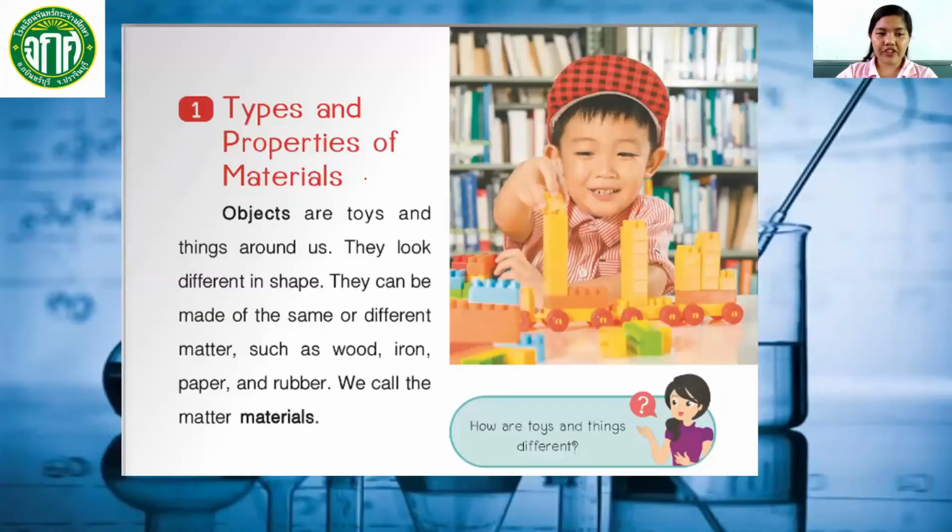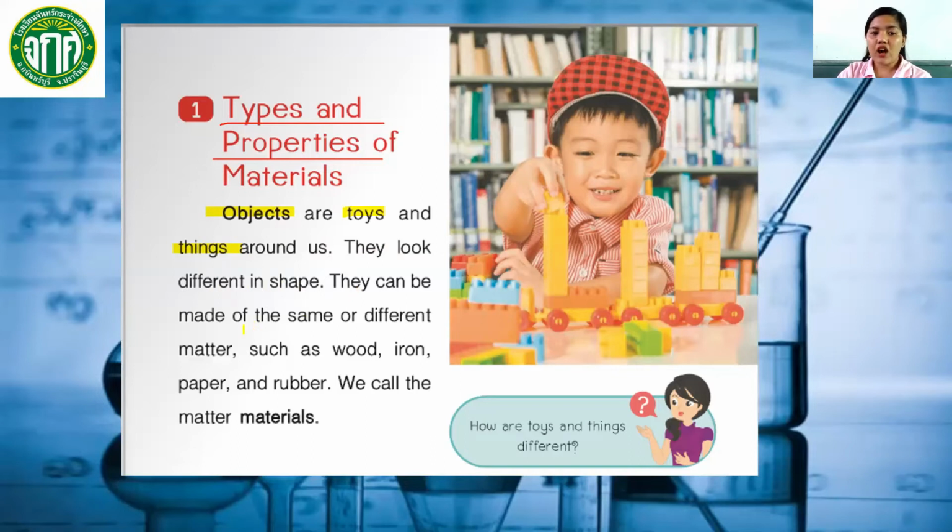We have here types and properties of materials. Objects are toys and things around us. Again, the toys and things around us are called objects. They look different in shape, so they have different shapes.